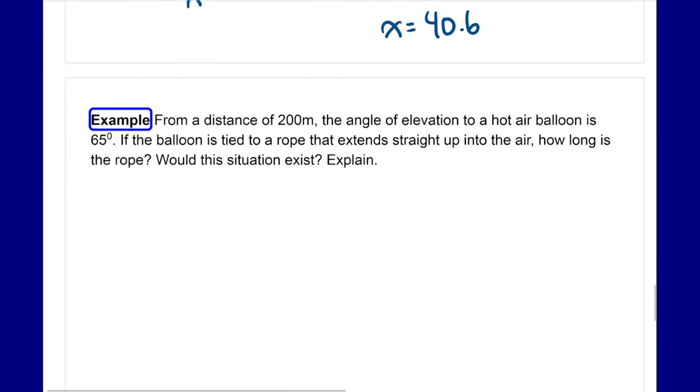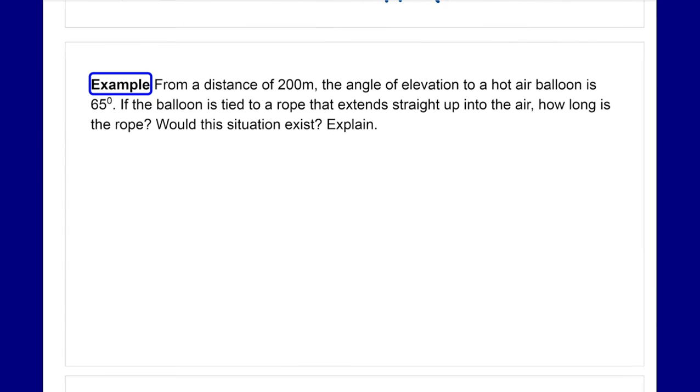The next example: from a distance of 200 meters, the angle of elevation to a hot air balloon is 65 degrees. If the balloon is tied to a rope that extends straight up into the air, how long is the rope? And then would this situation exist? Explain. So a couple things to think about.